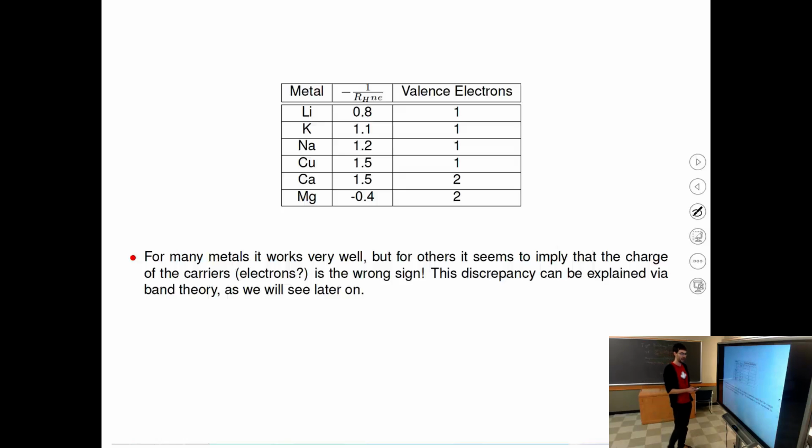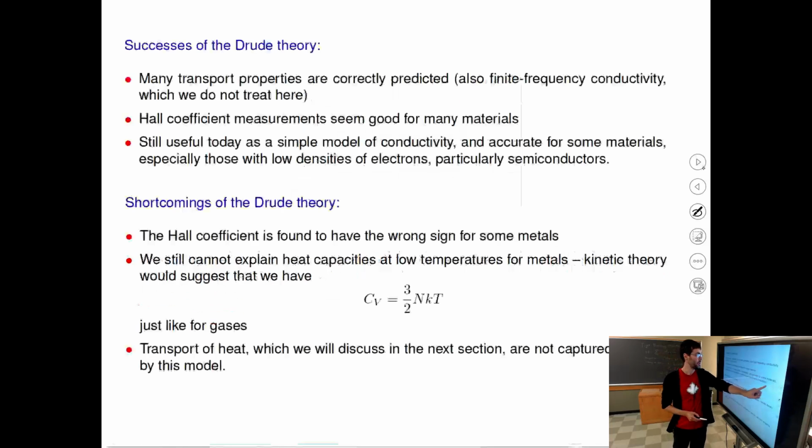So the wrong sign can be explained by the band theory. Okay. Questions about Drude theory? Anybody has questions?